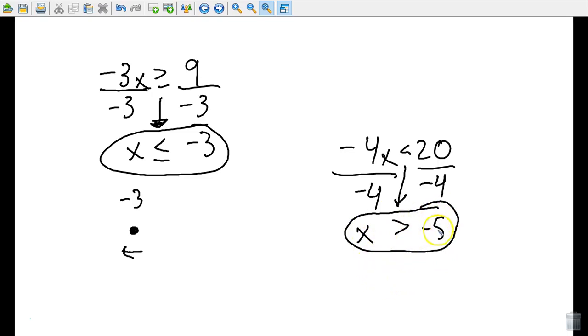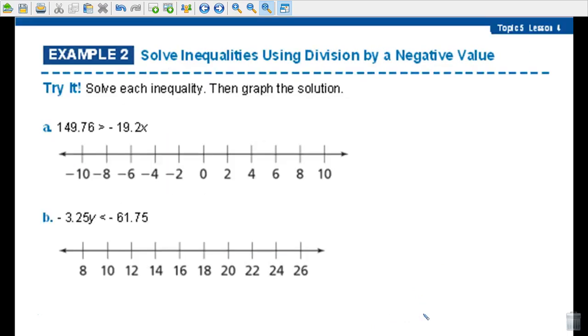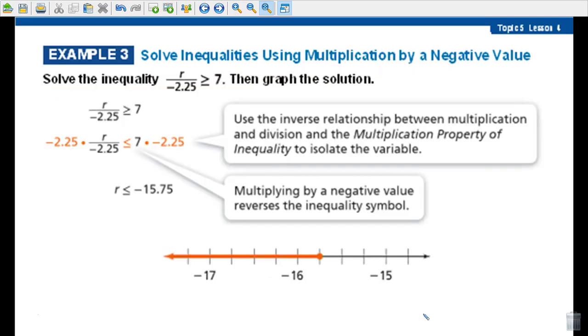So step 1, look at the number, it's negative 5. That's where I go to. Okay? Open or closed dot is step 2. It is open. And then the variable is on the left, so I follow the arrow, and it is going to the right. That's how that works out. Okay. And here's the try it. You guys can work on that if you want.